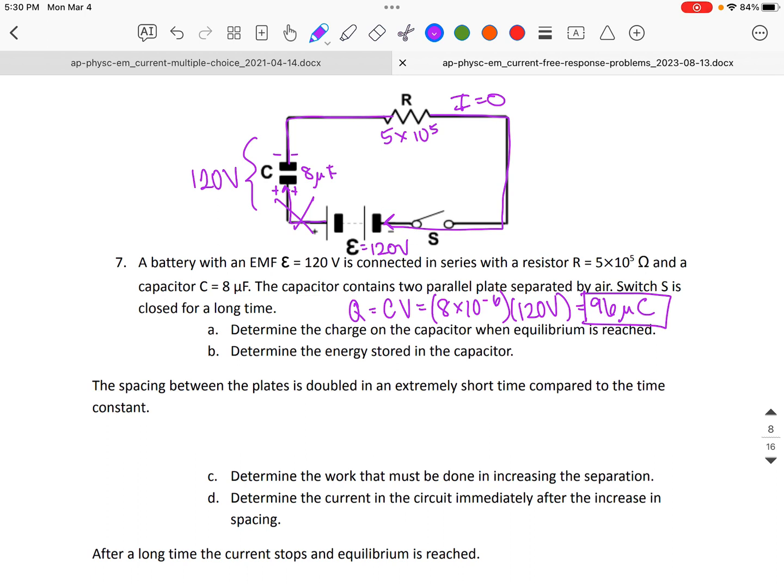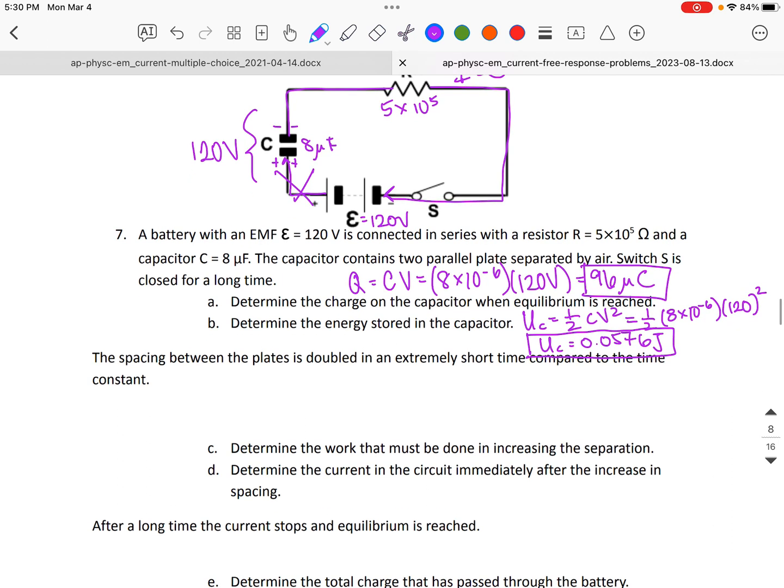The next step is to determine the energy stored in the capacitor. So you see, there's many equations, but 1/2 CV squared is one of them. I know that the capacitance is equal to 8 times 10 to the negative 6, and the voltage is 120 squared. So the energy in my capacitor is going to be 0.0576 joules.